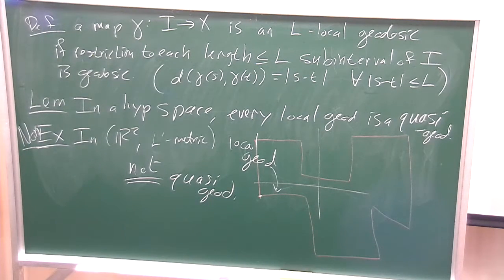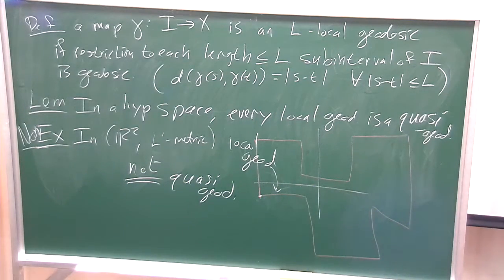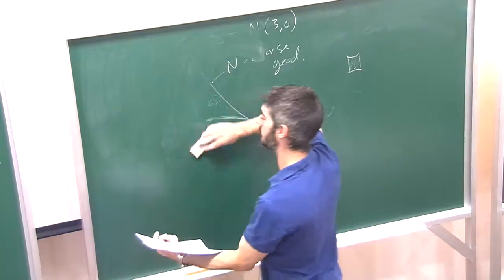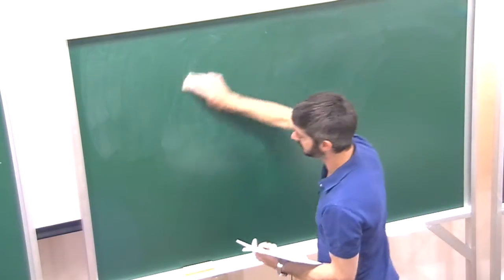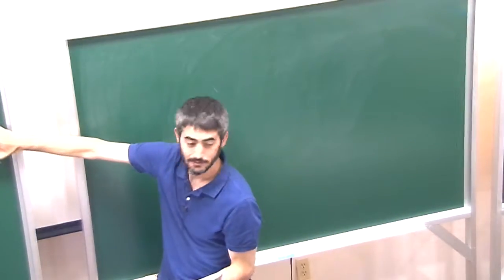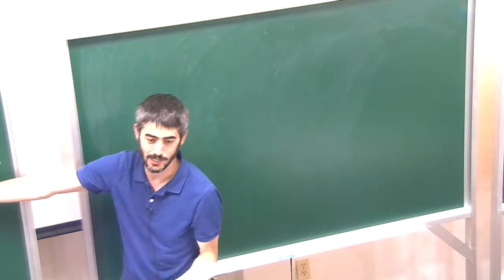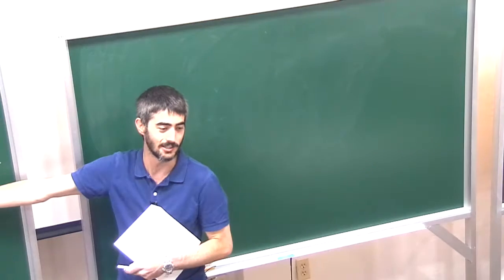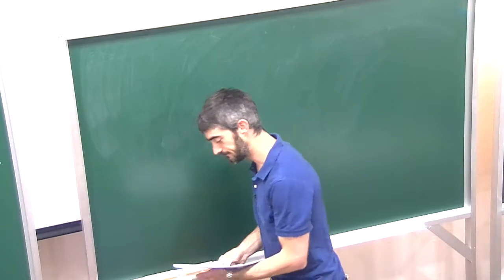In the lemma, the constant for the quasi-geodesics depends on delta. Yeah, I'll prove the lemma, and then you'll see. But this is an example of a space, R2 with the L1 metric. Well, we know it's not hyperbolic, and it doesn't have this property of the lemma because I can make this picture where, whatever number you pick, it's an L local geodesic, and it's not going to be a quasi-geodesic.